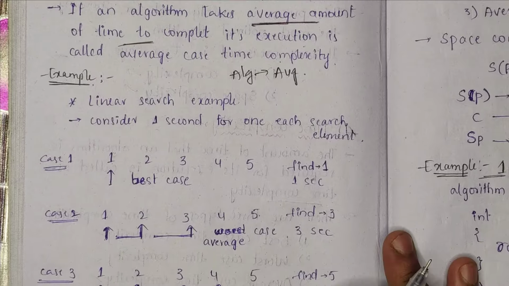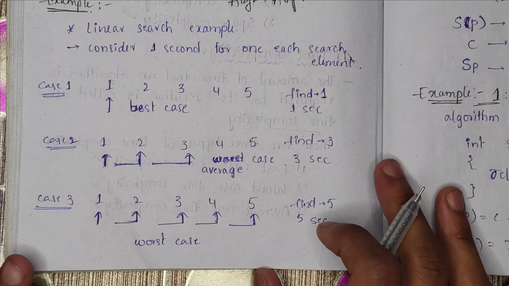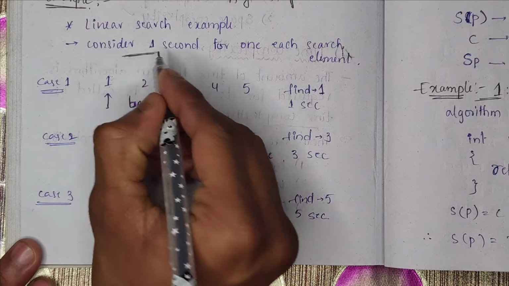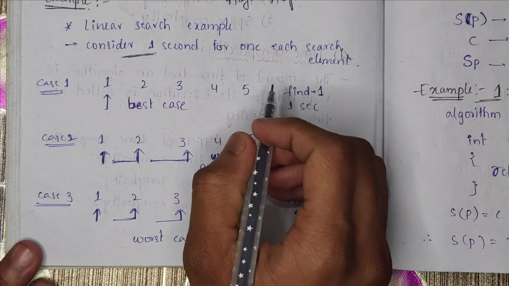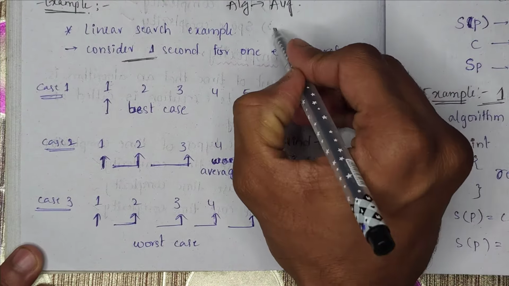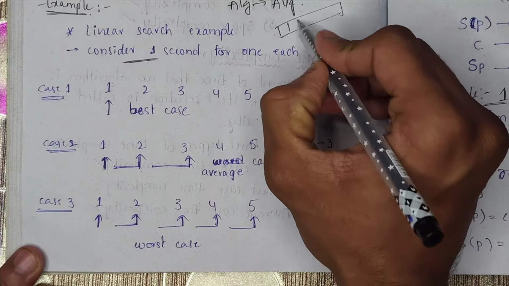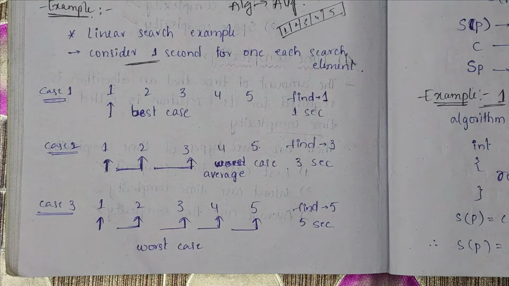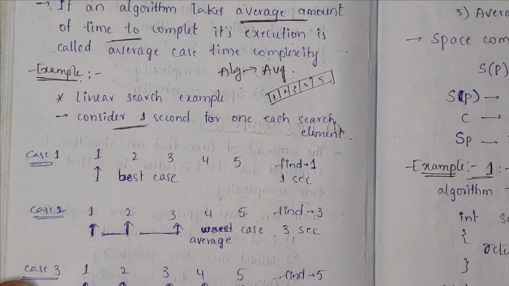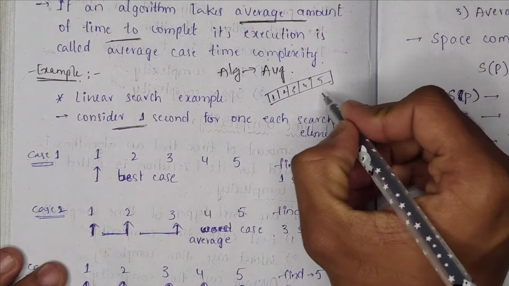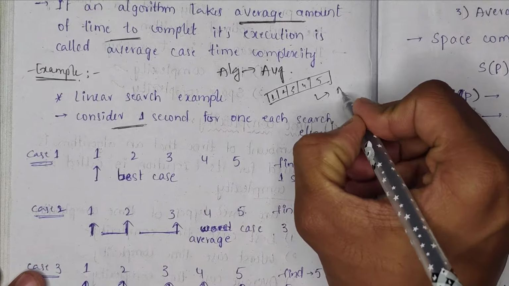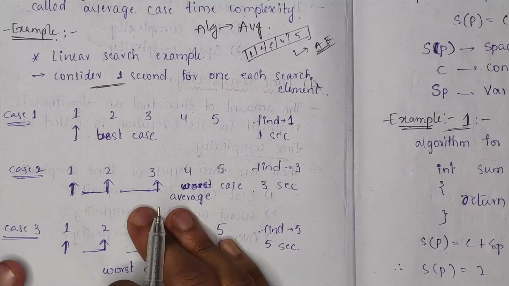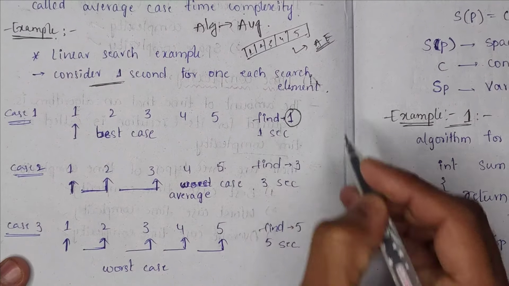Now coming to examples, take a linear search algorithm. Consider 1 second for each search element. In a linear search, we have a number of elements, for example 1 2 3 4 5. In this array, we need to find an element. For example, we need to find element 1 in this array.